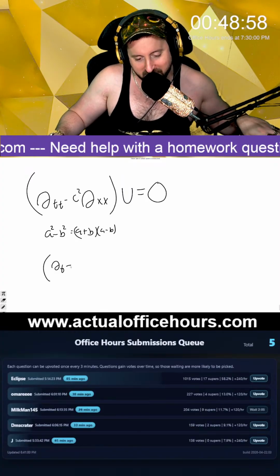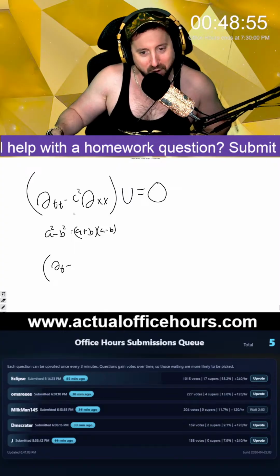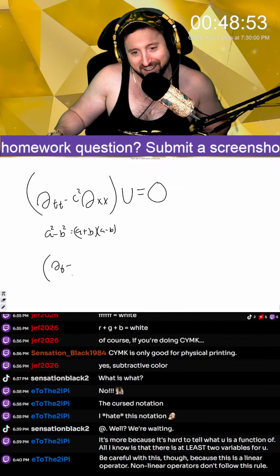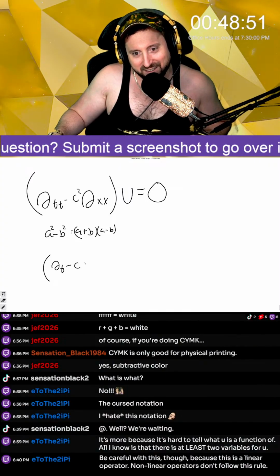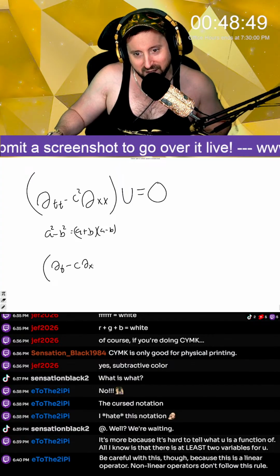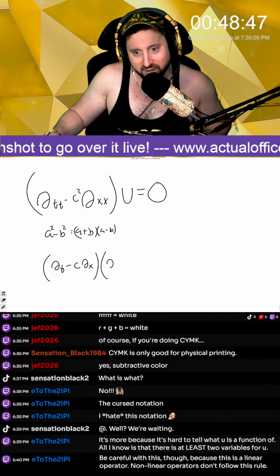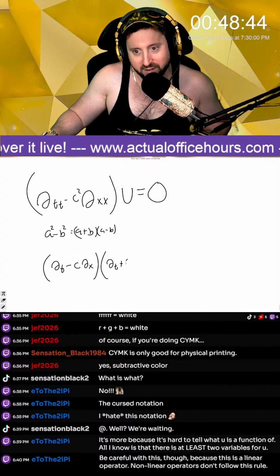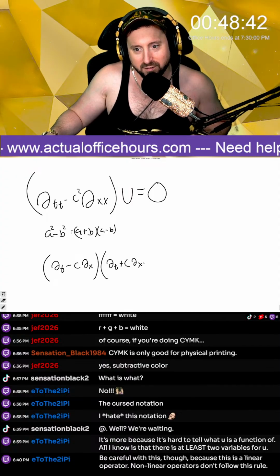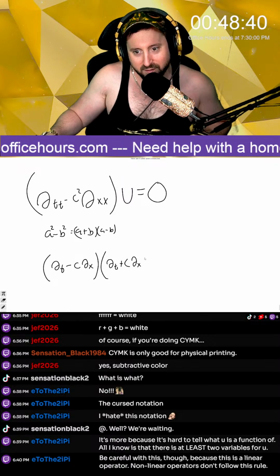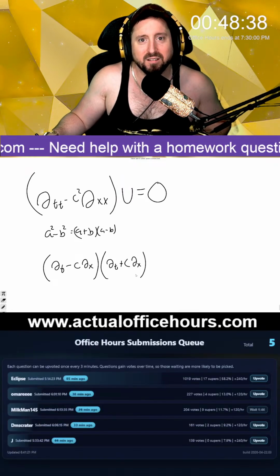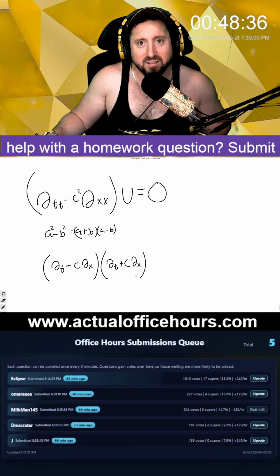This is probably why Zach really hates this notation. Because now it's like, wait, why did we just get rid of one of the... I get it. And this is going to be c del x. And then this is going to be del t plus c del x. Oh, Zach says it's because it's hard to tell what u is a function of in this case.